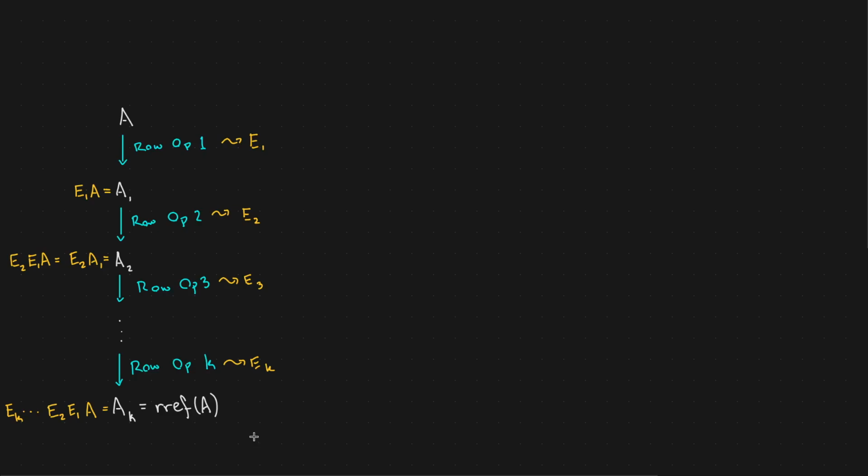Okay, I want to emphasize one more time, though, the order of the matrices. Okay, the very first elementary row operation we apply is the elementary matrix furthest right. The very last elementary row operation we apply corresponds to the matrix furthest left.